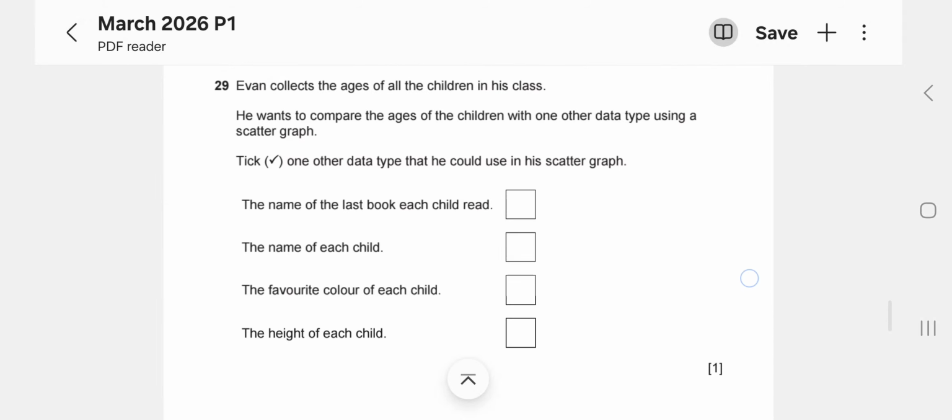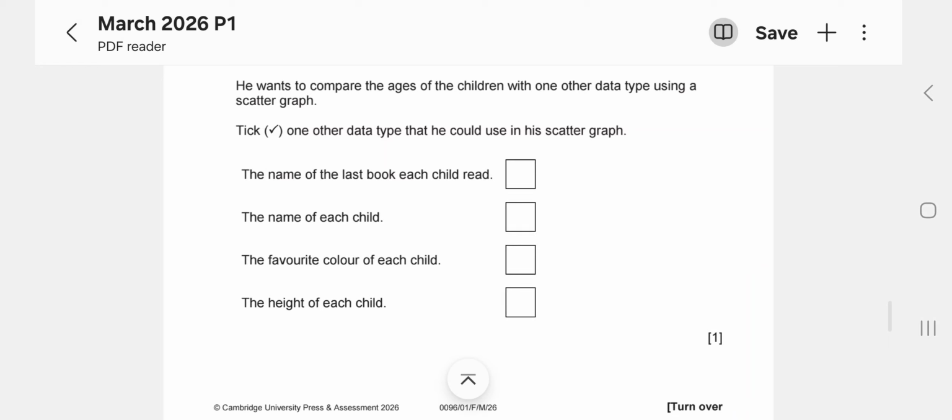Here also we need to compare between the age and something else, so we can compare the age and the height together, not correlate the age and the name of the last book, the name of each child, or the favorite color. It doesn't have a relation with the age.